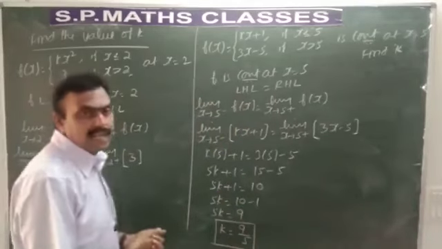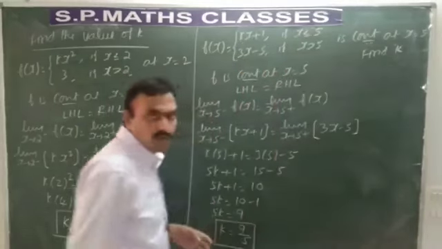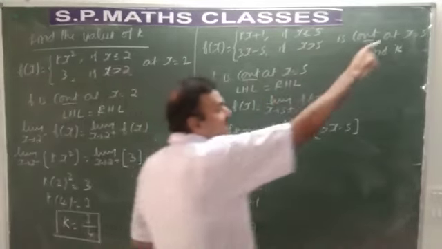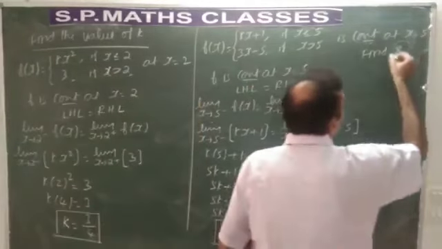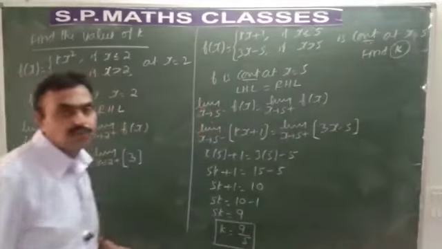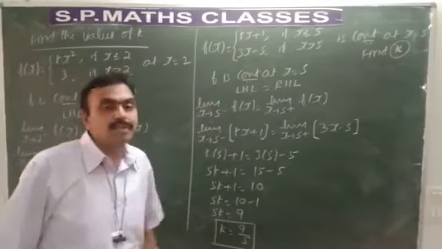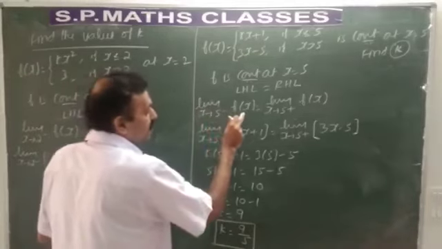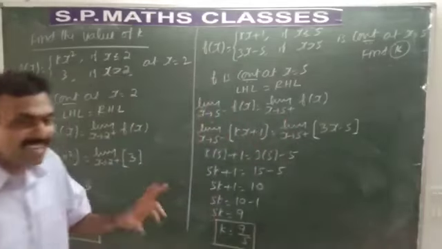You have understood. It is given f of x is equal to kx plus 1 for x less than or equal to 5, 3x minus 5 for x greater than 5, is continuous at x is equal to 5. They have given that it is continuous at x is equal to 5. They have to find the value of k. Since f is continuous at x is equal to 5, we conclude that LHL should be equal to RHL. That is, left hand limit should be equal to right hand limit. So which is the left hand limit? Limit as x tends to 5 minus f of x is the left hand limit. Limit as x tends to 5 plus f of x is the right hand limit.